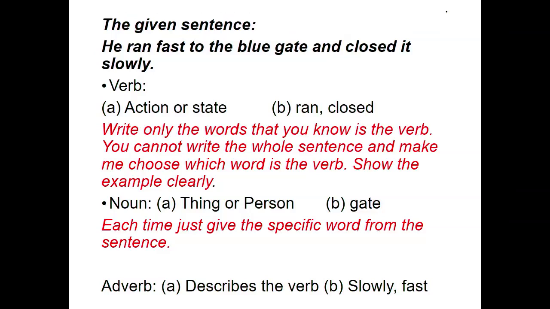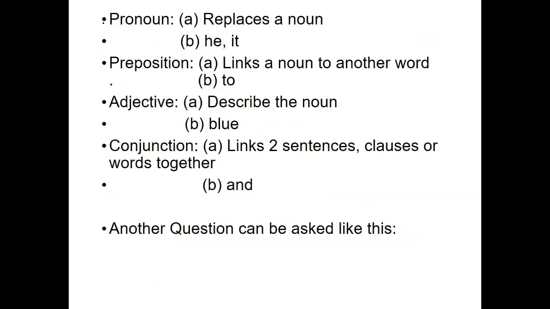Gate. He is also a person, but he is not a noun. He is a pronoun, so that will not be used here. Each time, just give the specific word from the sentence. An adverb describes the verb, and in the specific sentence, it describes how you ran: fast, and how you closed: slowly.